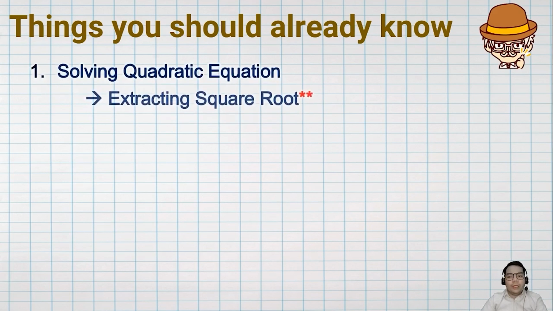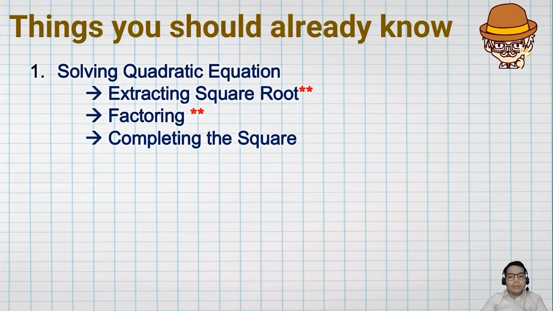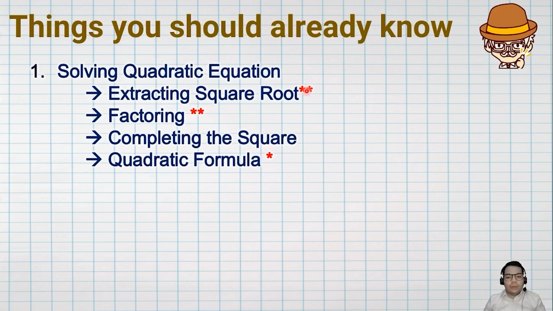So first, by now you should already know these different methods on solving quadratic equation. We'll use one or two of them in the different examples, but we will often use extracting square root and factoring, and we'll try if we can have one example about the quadratic formula. But by now you should already know these methods.